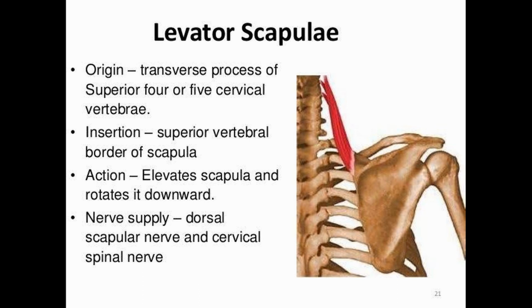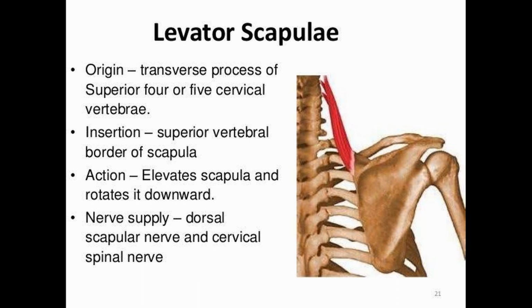So firstly the trapezius muscle has three fibers, superior, middle and inferior, that take origin from the thoracic vertebrae, and then the latissimus dorsi muscle takes origin from the lower thoracic vertebrae and the lumbar vertebrae, and the levator scapulae takes origin from the upper five cervical vertebrae.